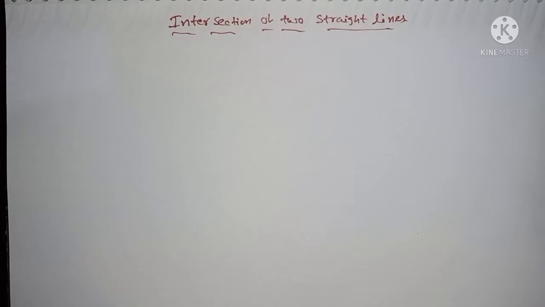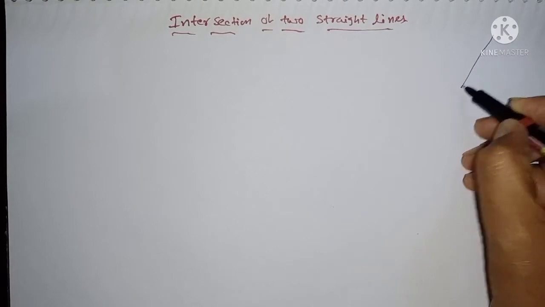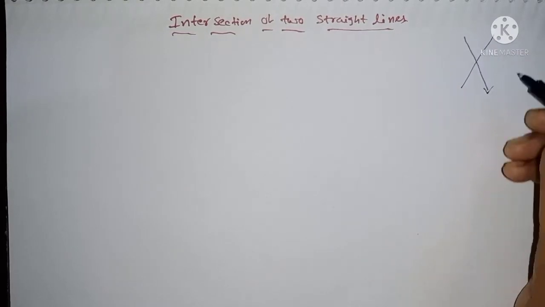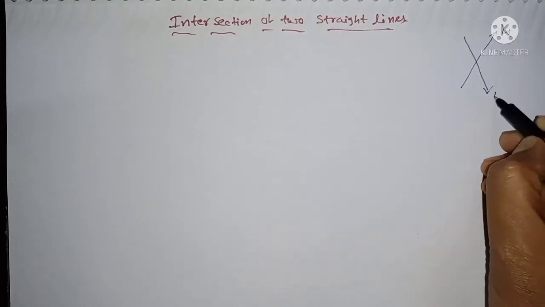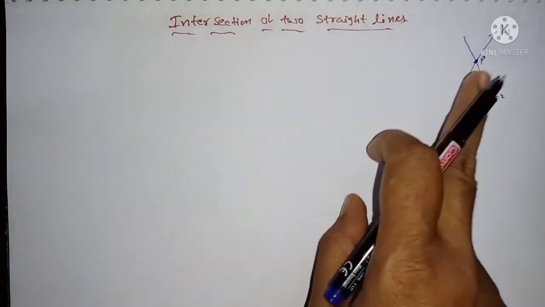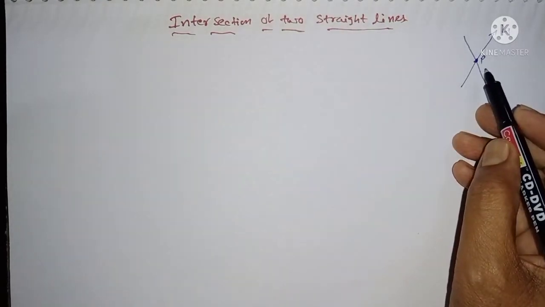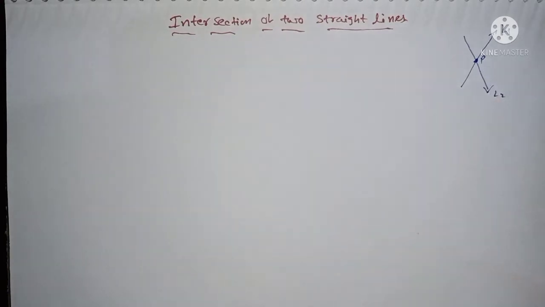What is the intersection of the straight lines? If you have any two lines, L1 and L2, intersecting at point P, this is called the intersection of the two lines. How do we find the intersecting point? You can listen in this session.